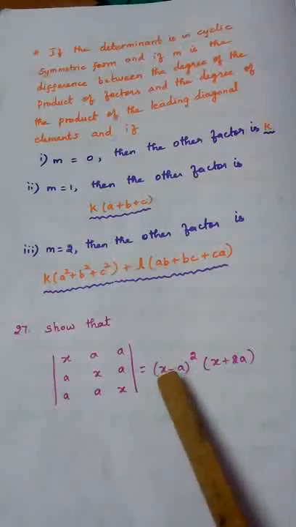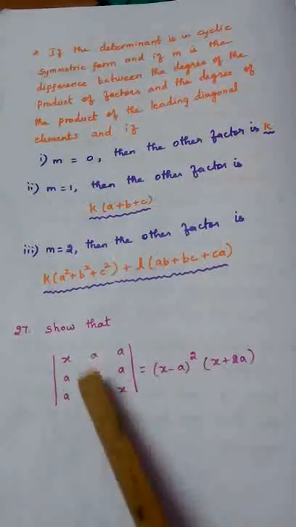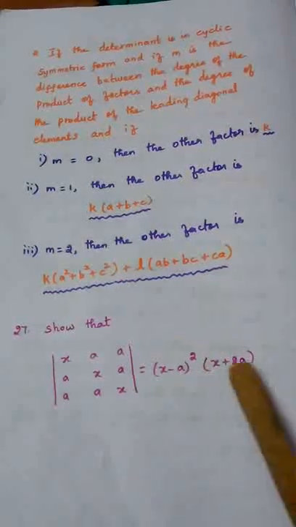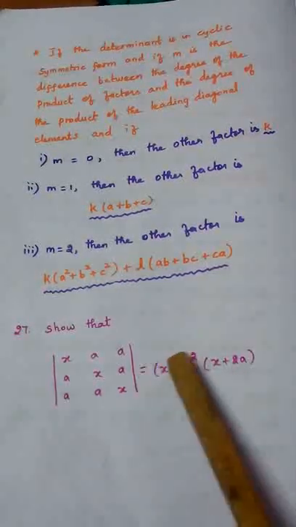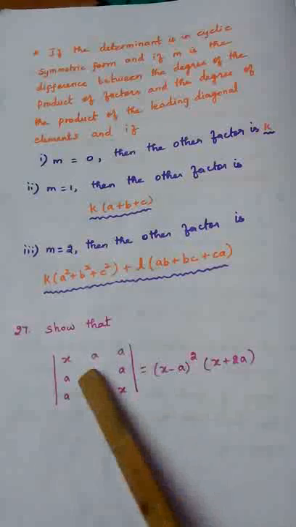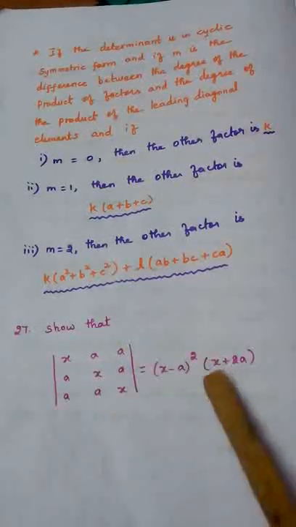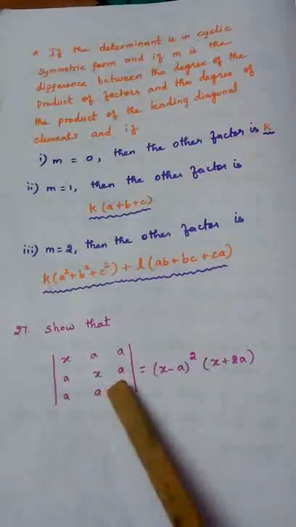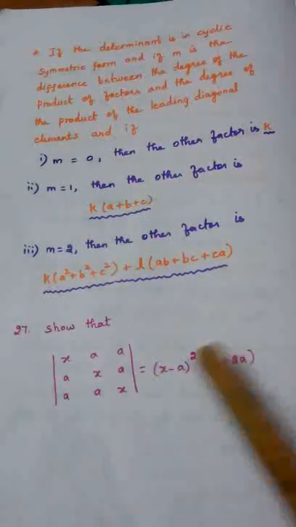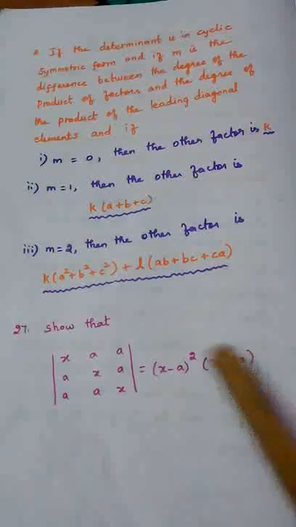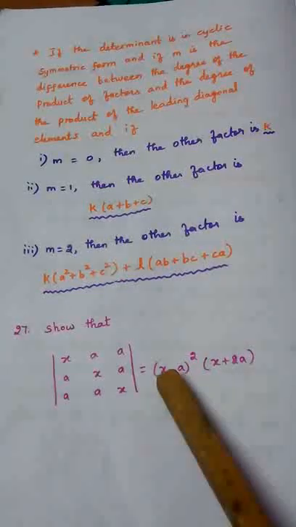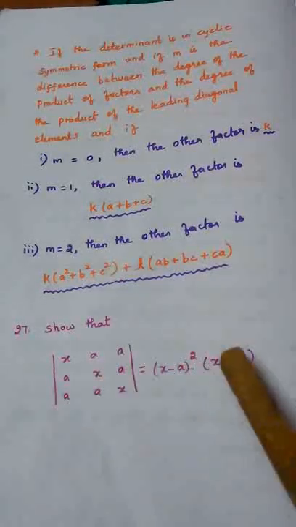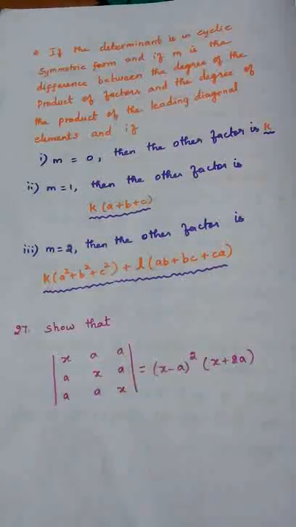First, I'm going to replace x equal to a in this determinant, since we have x minus a whole square. Next, I am going to substitute x equal to minus 2a in this determinant. I am thinking this purely because of this answer. By seeing the answer, I am deciding to substitute x equal to a in this determinant and x equal to minus 2a in this determinant. And observe how we are doing this problem.